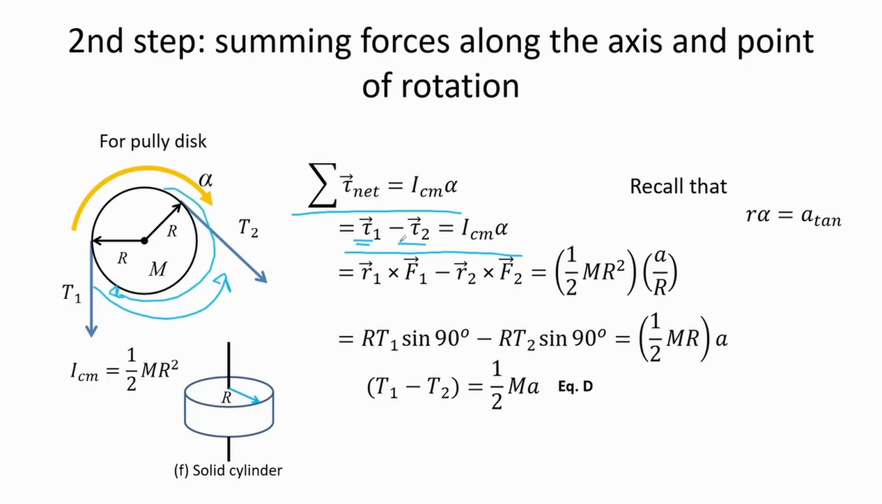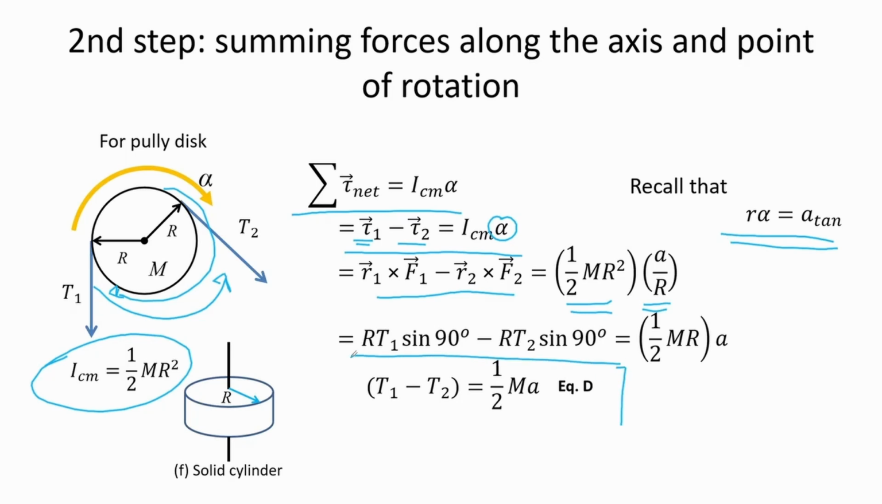Here the disc is assumed to have the same moment of inertia at its center of mass as a solid cylinder, which is equal to 1/2 times the mass times the radius squared. We also recall the expression of angular acceleration in relation to translational acceleration, or more specifically the tangential acceleration, as equal to the acceleration over the radius r. Substituting these equations we obtain equation D.